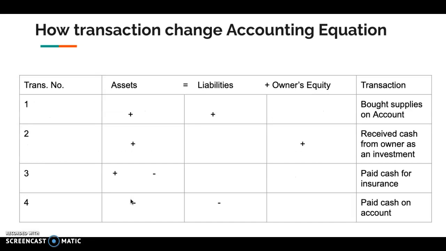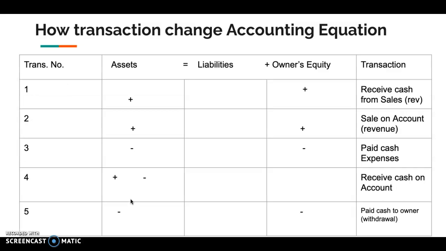And this is the cheat slide that I gave you when we talked about buying supplies on account, receiving cash, paying cash for a couple different things. All right, now I've got another cheat slide. This is what's going to be in section 3 of chapter 1. We're going to be talking about receiving cash, sales on account, paying cash for expenses, receiving cash on account, and paying cash to the owner. This is how the accounts are going to be affected.